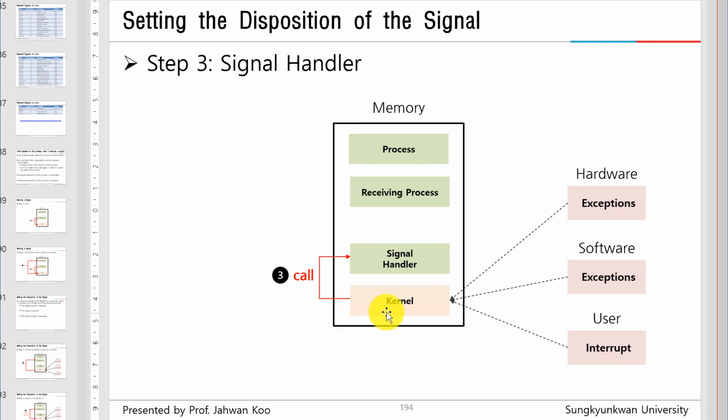Following the signal or sigaction system call, the kernel calls the signal handler. The signal handler is a function written by the programmer that performs proper tasks in response to the delivery of a signal. Actually, everything can be included in the signal handler.